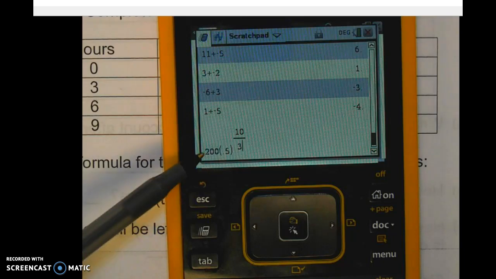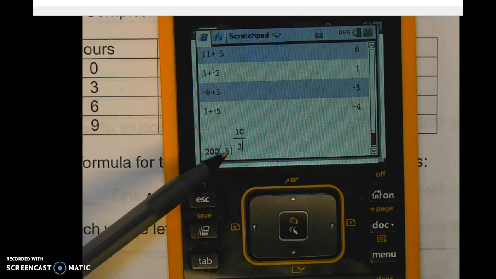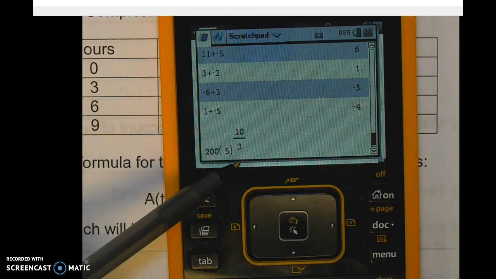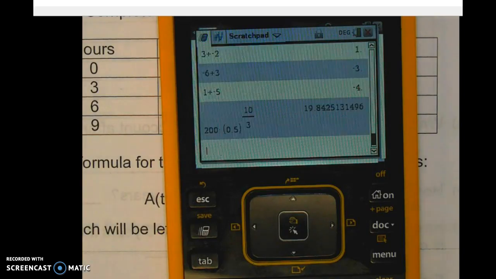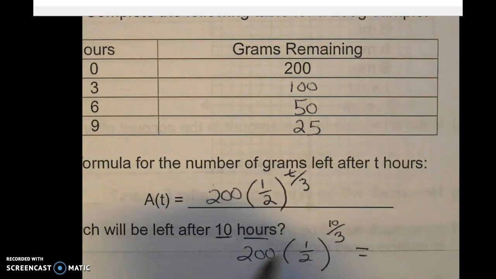So notice I have my initial amount, my half for half-life, my time, 10, and my half-life is 3. So we should have 19.8, approximately 19.8 grams.